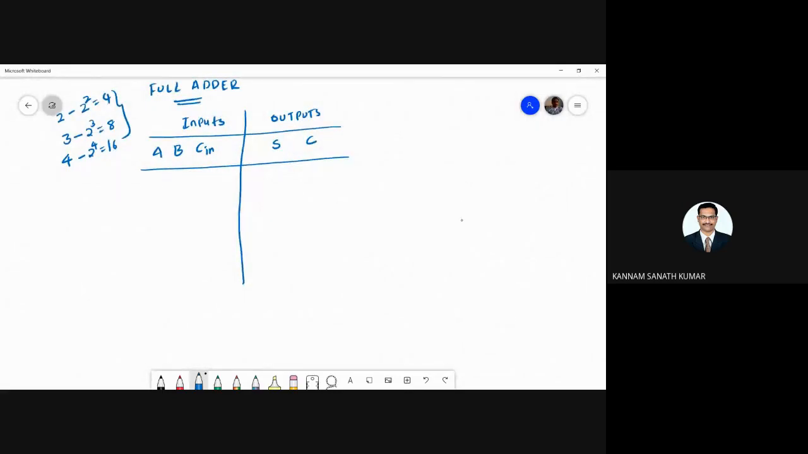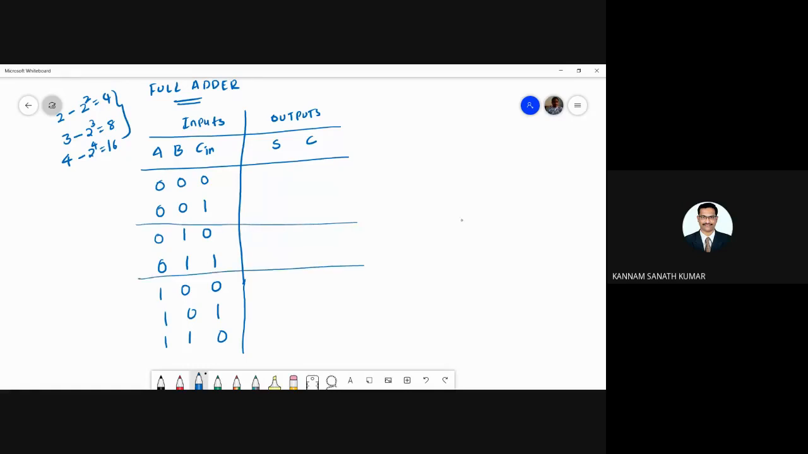0 0 0, 0 0 1, 0 1 0, 0 1 1, 1 0 0, 1 0 1, 1 1 0, and 1 1 1. Okay. So the total eight possible combinations are there.